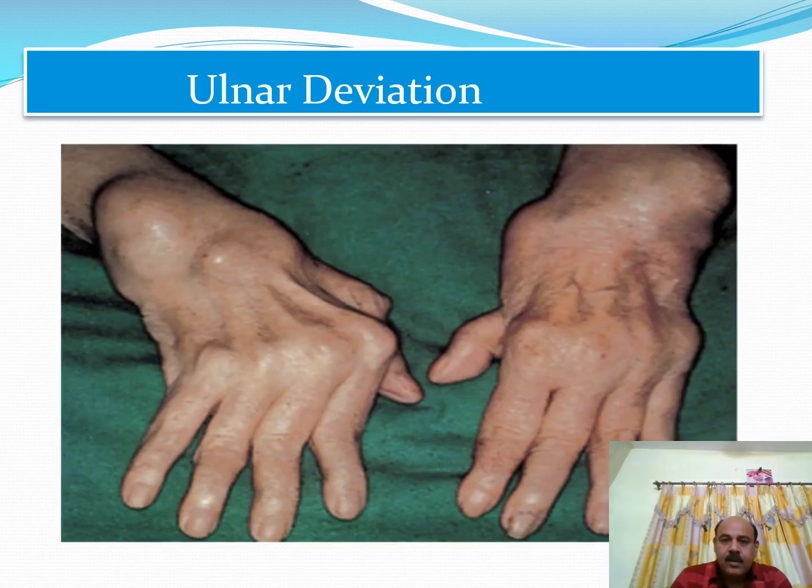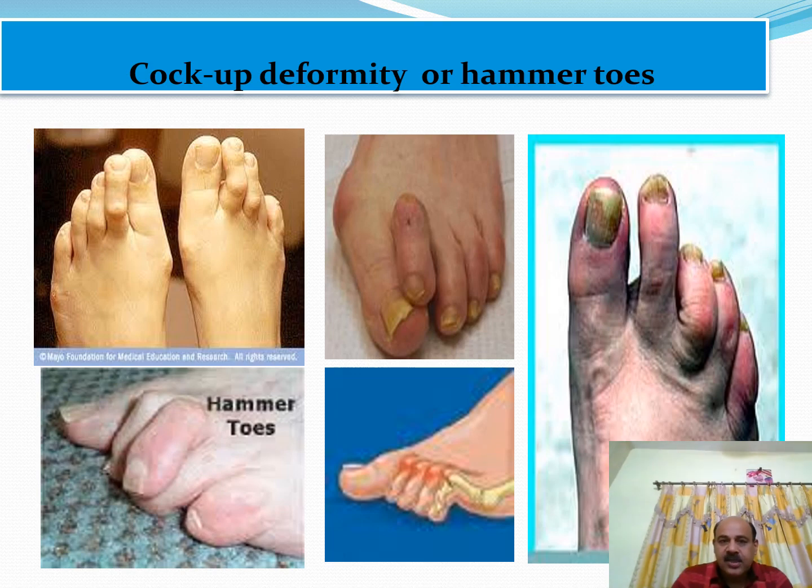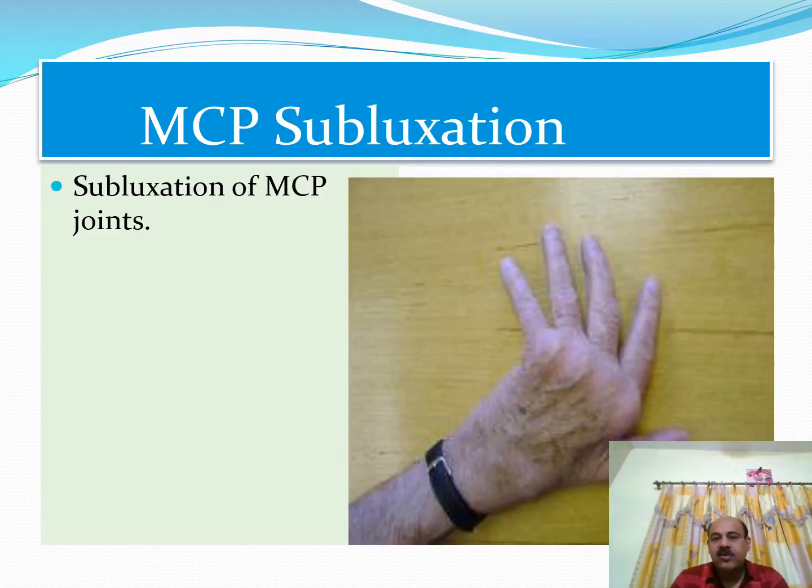Here in this picture we can see ulnar deviation of fingers. In this picture we can see hammer toe. The toes become like a hammer. Again, this is a very peculiar deformity. Here we can see subluxation of metacarpophalangeal joints, that is resulting in ulnar deviation of fingers.